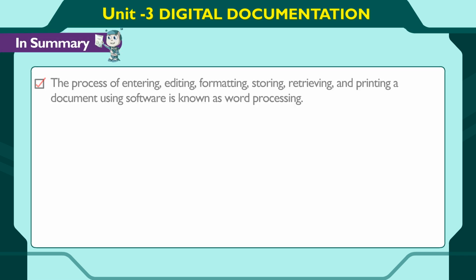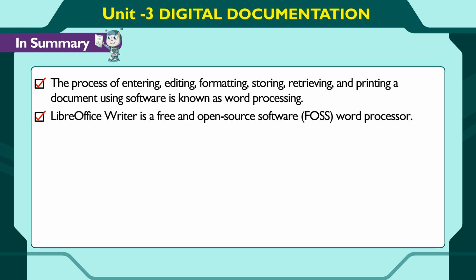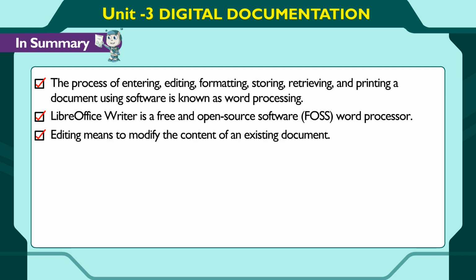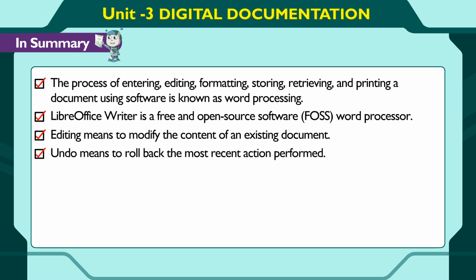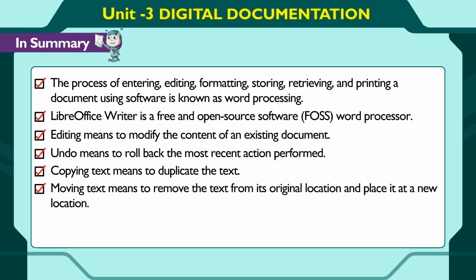In summary, the process of entering, editing, formatting, storing, retrieving, and printing a document using software is known as word processing. LibreOffice Writer is a free and open source software FOSS word processor. Editing means to modify the content of an existing document. Undo means to roll back the most recent action performed. Copying text means to duplicate the text. Moving text means to remove the text from its original location and place it at a new location.